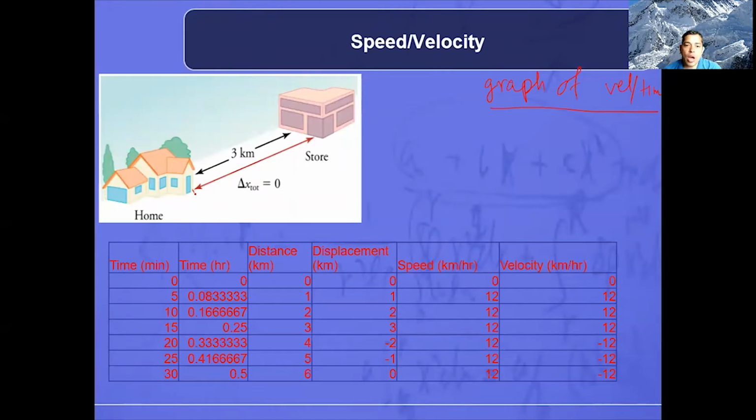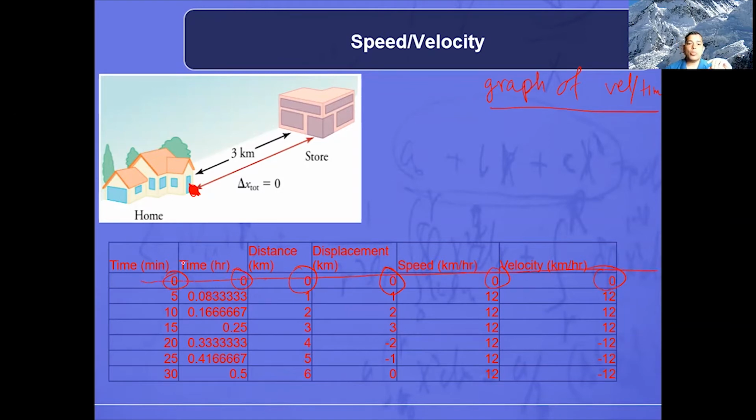So suppose you are at home, and at that time, what is the time? It's 0, right? It's the beginning, 0 minutes. Remember, you take 30 minutes in total. Then 0 minutes is 0 hours. I'm trying to do this in kilometers per hour. So in the beginning, distance is 0, right? There is no distance traveled. Similarly, displacement is 0. Speed is 0. Velocity is 0. Everything is 0 in the beginning.